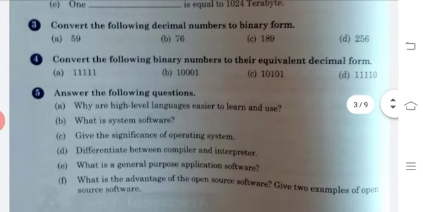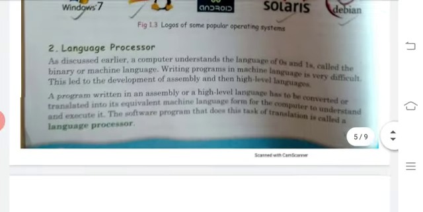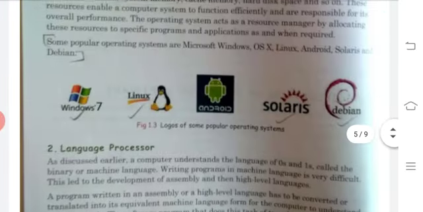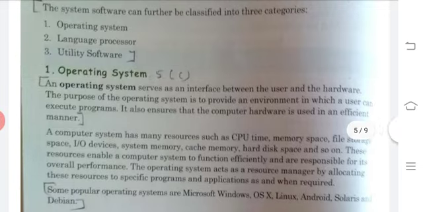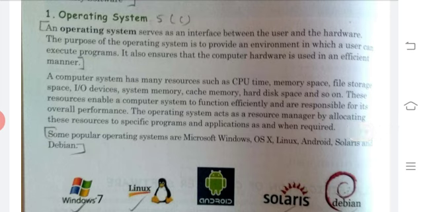The question number C is what is the significance of operating system? So you have to write here C number, that is operating system. An operating system serves as an interface between user and the hardware. The purpose of operating system is to provide an environment in which user can execute programs. It also ensures that the computer hardware is used in an efficient manner. Some popular operating systems are Microsoft Windows, OS X, Linux, Android, Solaris and Debian.